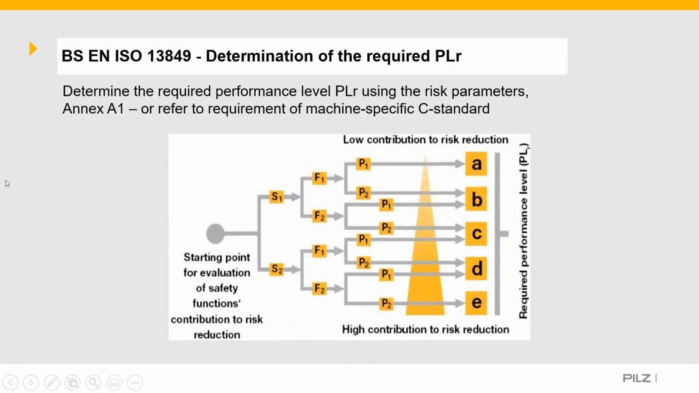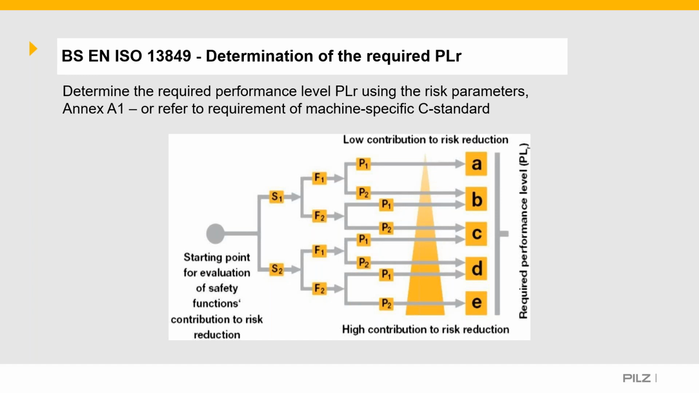So how do we determine the performance level required? We need to look at the chart that we see here. So we look at the starting point for evaluation of safety functions. S1 is slight, so it's normally reversible. That could be a scratch, bruise, a light wound that's requiring first aid. And S2 is serious, so normally irreversible injury or death, which is pretty much irreversible. So in this case, we're going to say that we'll look at S2.